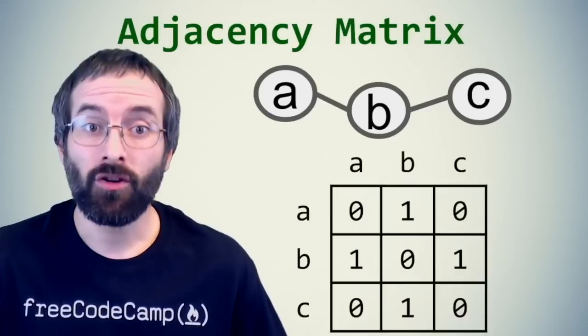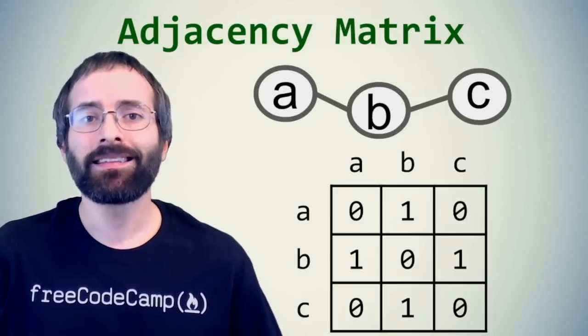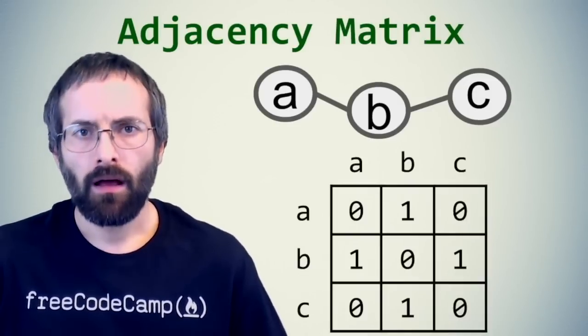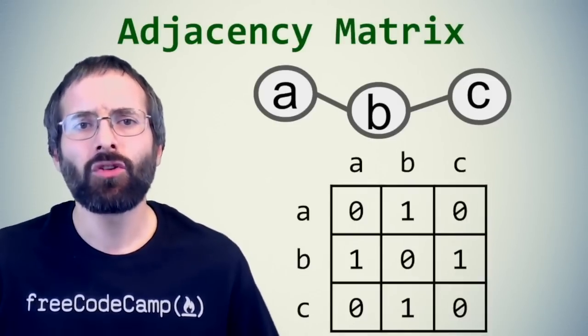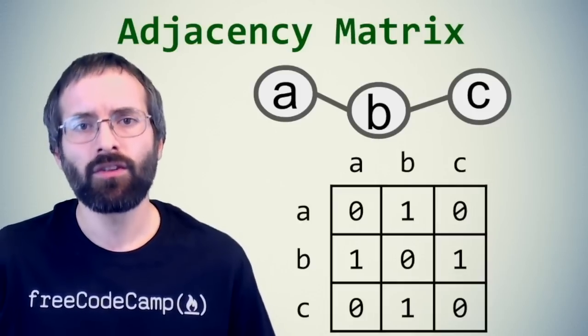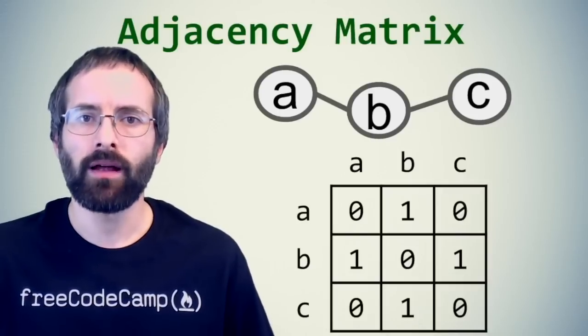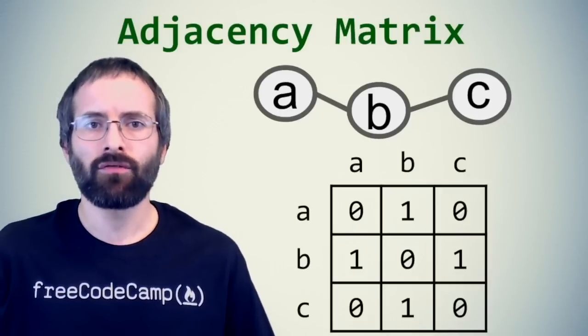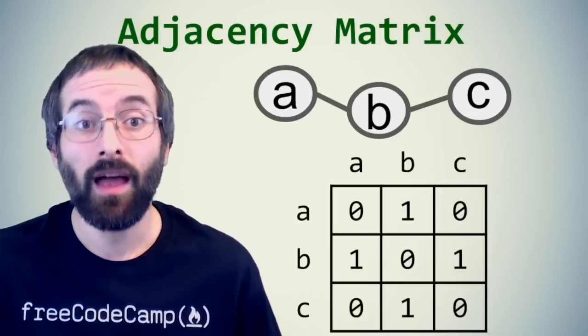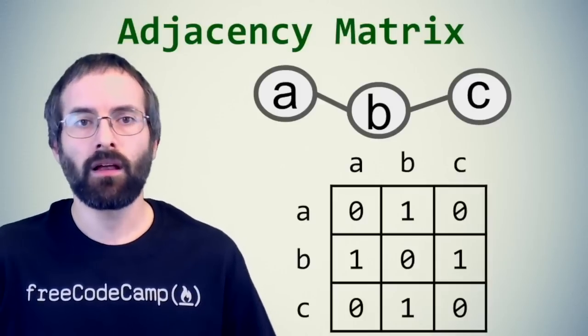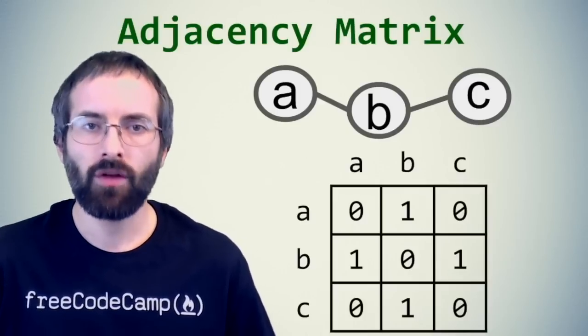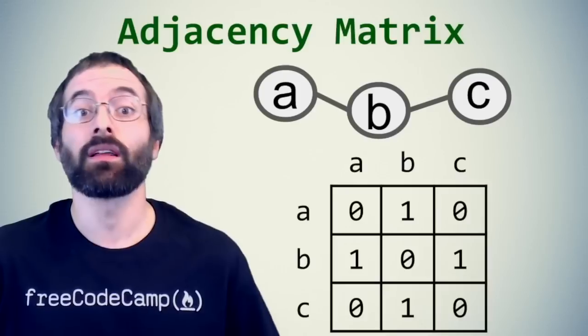Another way to represent a graph is to put it in an adjacency matrix. An adjacency matrix is a two-dimensional array where each nested array has the same number of elements as the outer array. So it's basically a matrix of numbers where the numbers represent the edges. Zeros mean there's no edge or relationship, and ones mean there is a relationship.